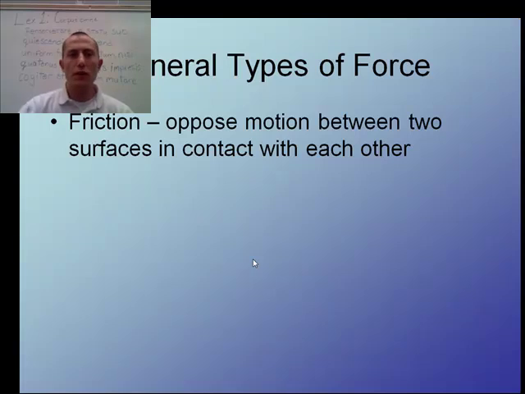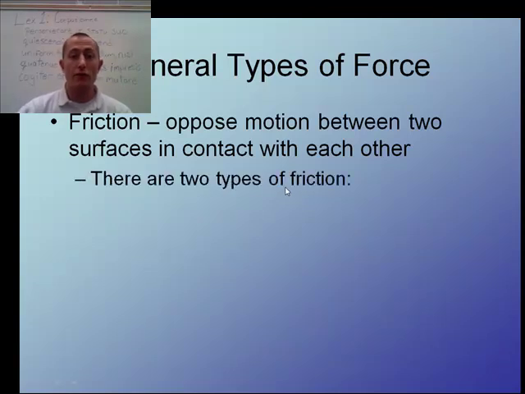Then we have friction. And friction also occurs anytime two surfaces touch each other, except unlike the normal force, friction acts parallel to the contact surface, and it always acts opposite the direction of motion. And this is why friction always takes energy away from systems.